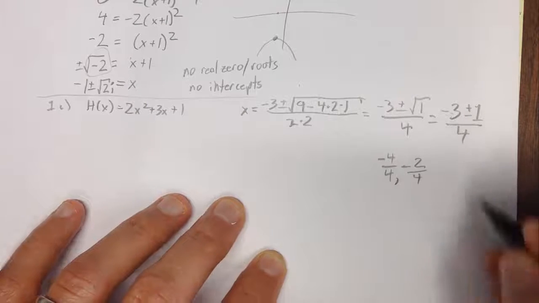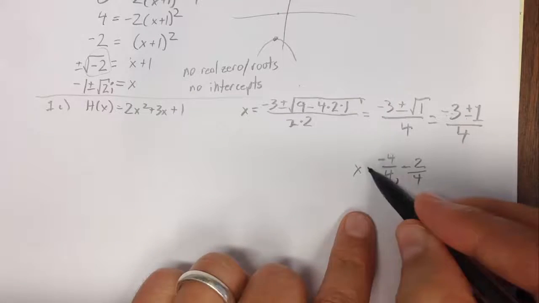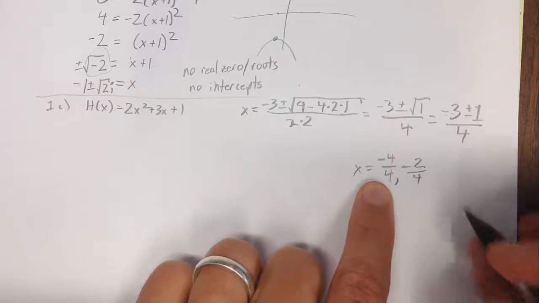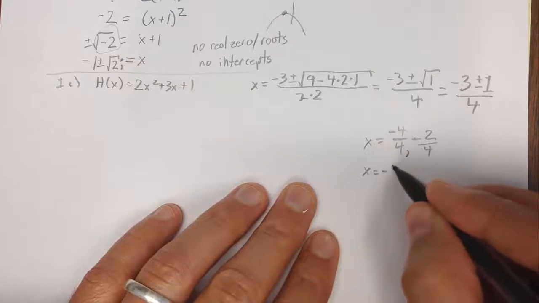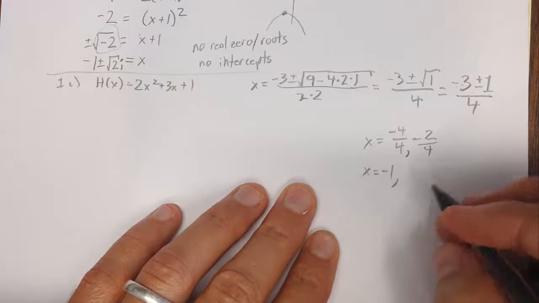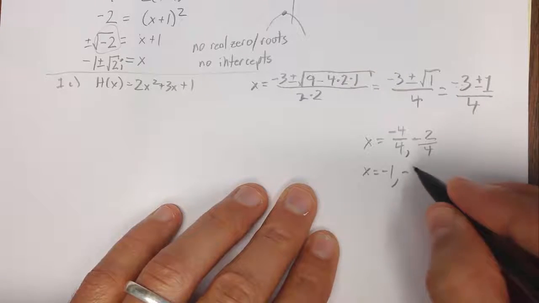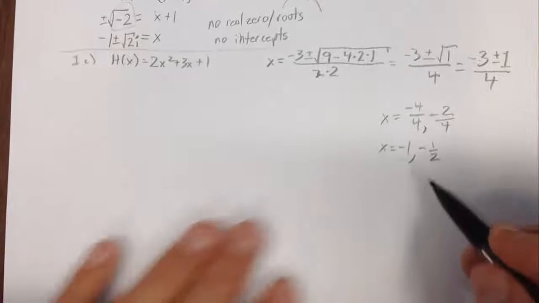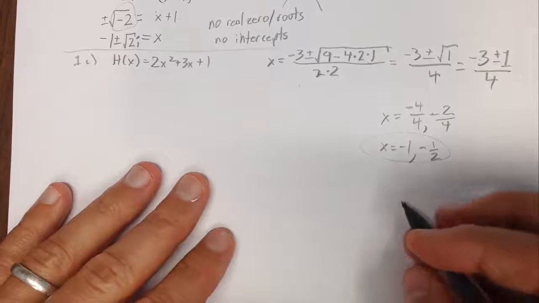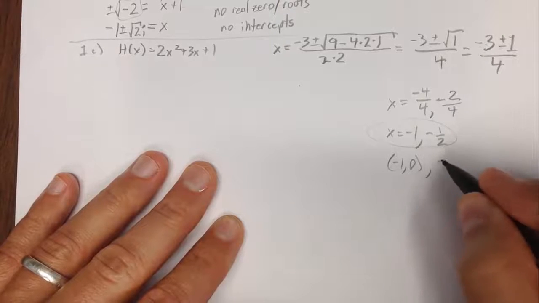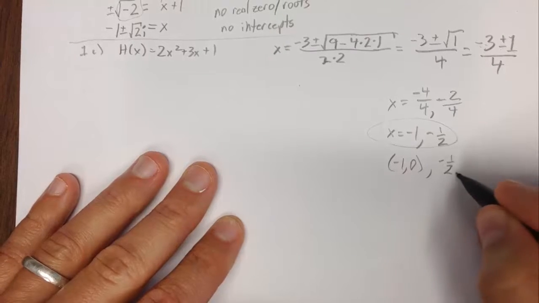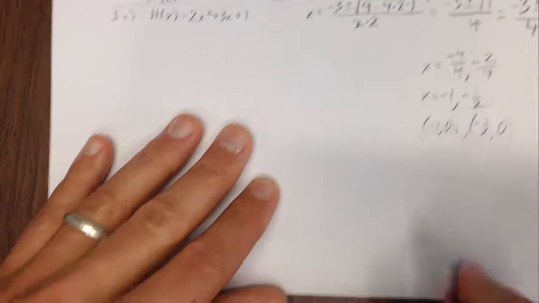-2 over 4. So those solutions, these are x values. These are x values that are zeros. You could write as x equals -1 or x equals -1/2. Okay? If you were trying to write them as x-intercepts, (-1, 0), (-1/2, 0), and so on.